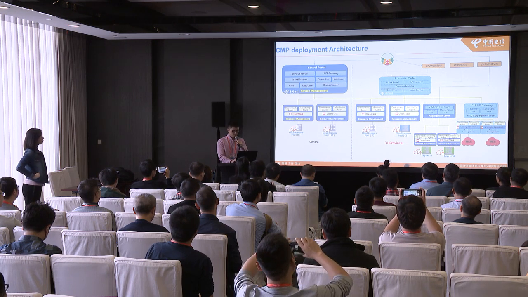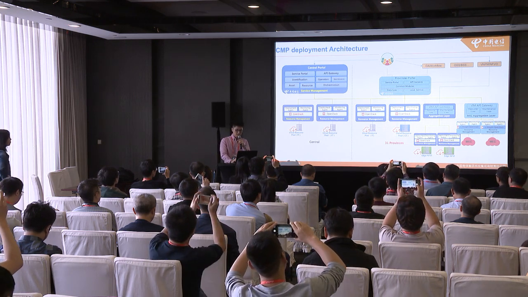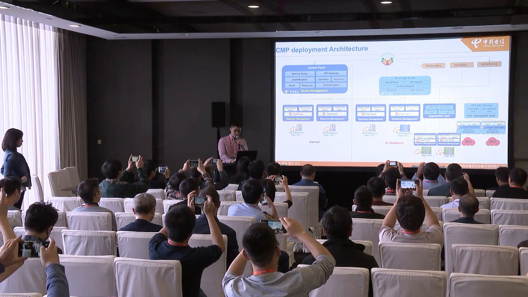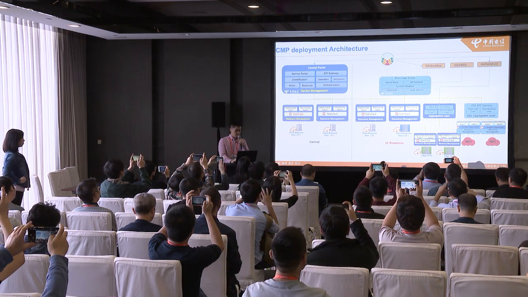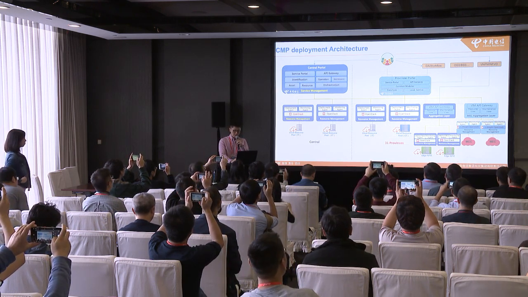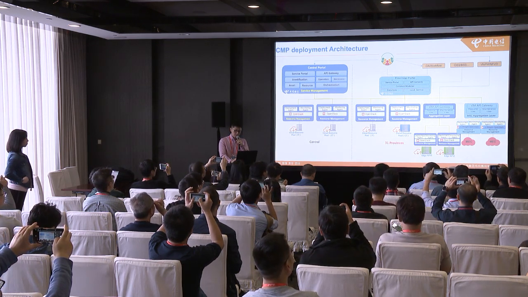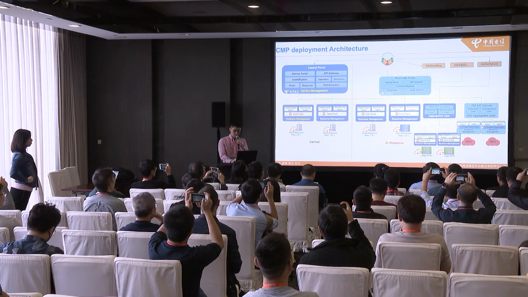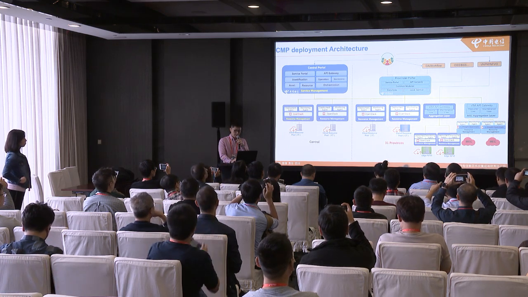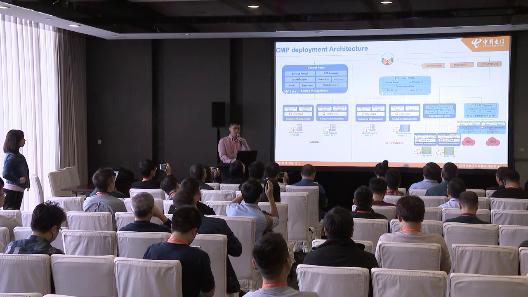So this is our deployment architecture. We call this a three-layer deployment architecture. First, on the left-hand side, we have the central portal deployed in Beijing. It contains the central portal for unified management of all China Telecom's resource pools across the country, with direct management of resource pools located in Beijing.